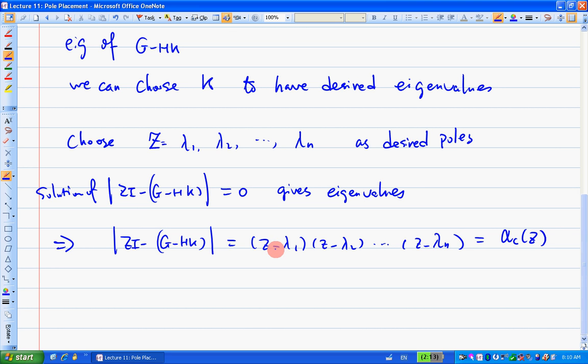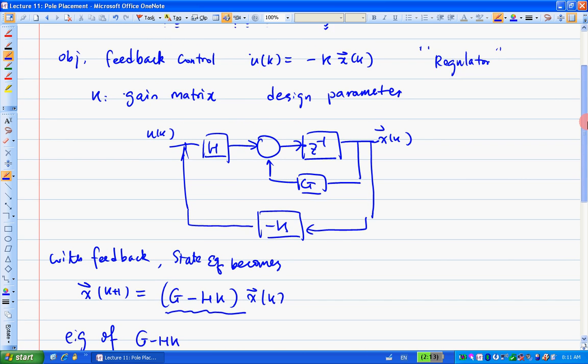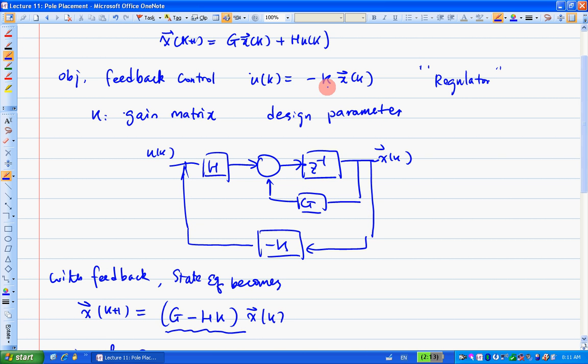Now, remember what happens right here. This is all known. Lambda 1 to lambda n are known, what you're given. And this side here has unknown parameters, which are basically the components in the K matrix. If you remember, I mentioned K is a gain matrix. X is n by 1, so K here is 1 by n. So there are n components in this vector K.